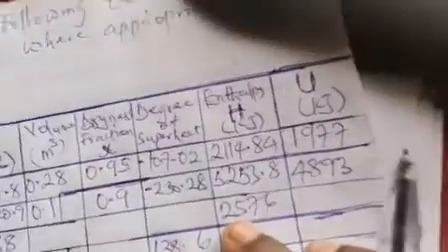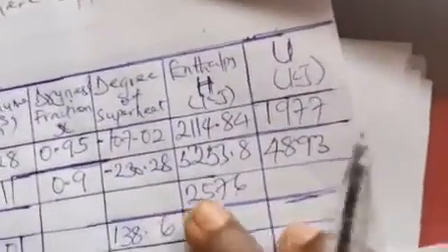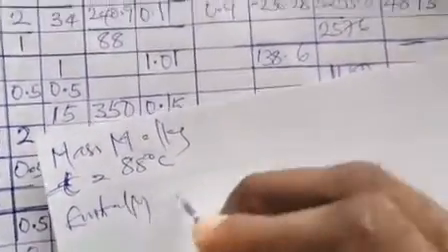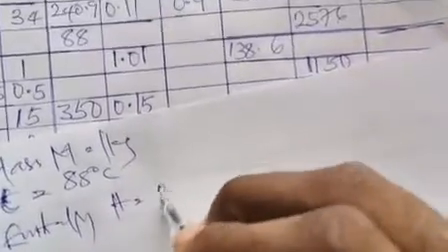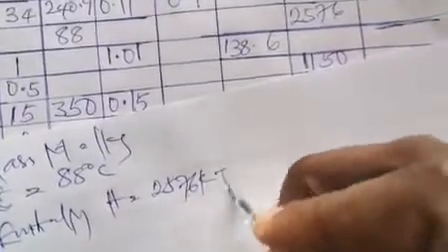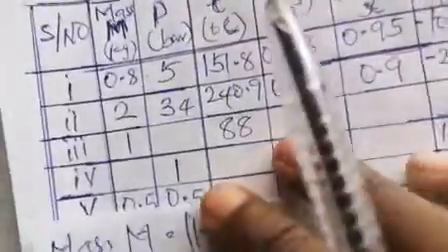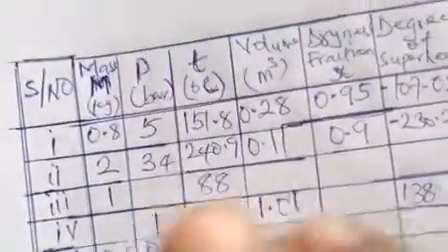What else? We were given enthalpy 2576. Enthalpy was given as H, total enthalpy 2576 kilojoules. Alright, so we need to obtain first the pressure.